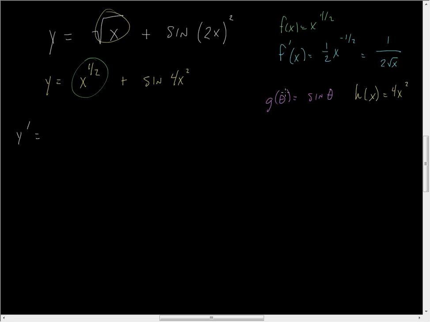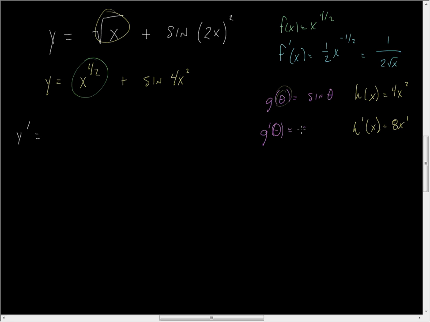Let's go to the h of x here and take that, the h prime of x. So we take the derivative. We bring down the 2. It's 4 times 2, which is 8x. And then we decrease the 2 by 1 to give us 8x to the first. Okay, going back to the g of theta. G of theta is sine theta. The derivative of sine with respect to theta is equal to cosine theta.